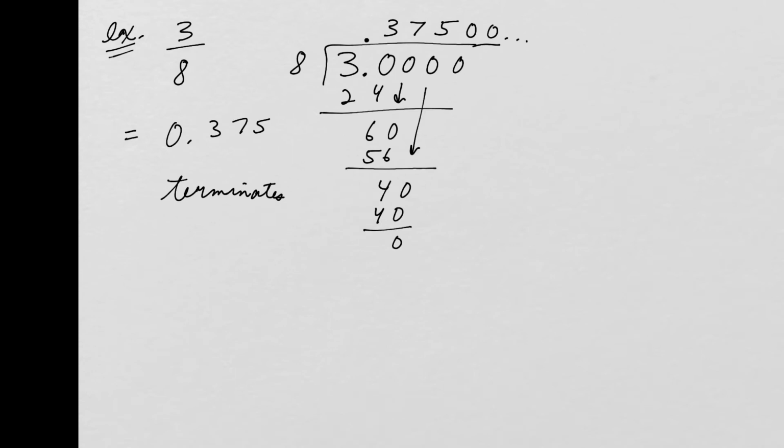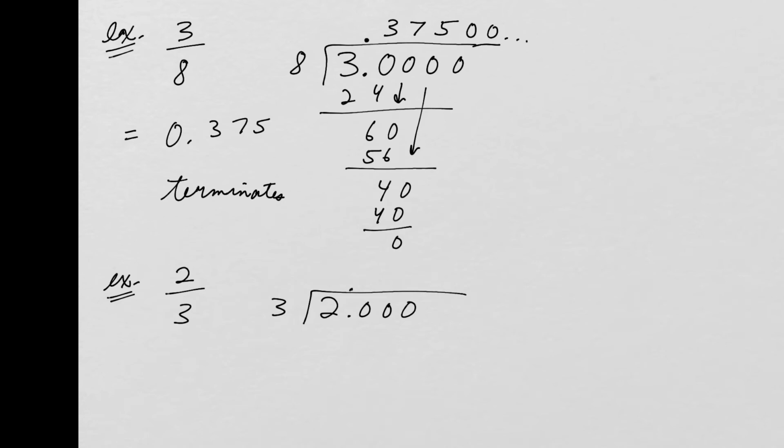What's an example of repeating? Well, let's say I have another fraction, let's say 2/3. So if I convert this to a decimal, let's divide this out. 2 divided by 3.